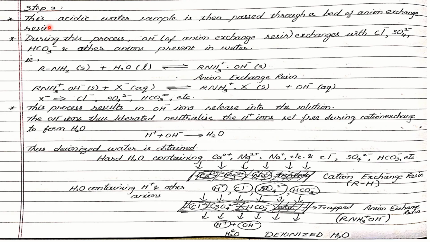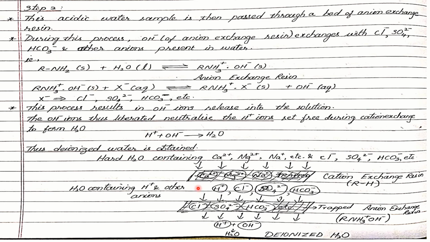In the second step, water which contains H+ cations and anions like chloride ions, sulfate ions, hydrogen carbonate ions is passed through an anion exchange resin bed. We know that an anion exchange resin bed is in the form of substituted ammonium hydroxide, and it is represented as RNH3+OH-. And we know that an anion exchange resin can exchange its OH- ion with anions such as chloride ion, sulfate ion, hydrogen carbonate ions, and so on, which may be present in hard water.